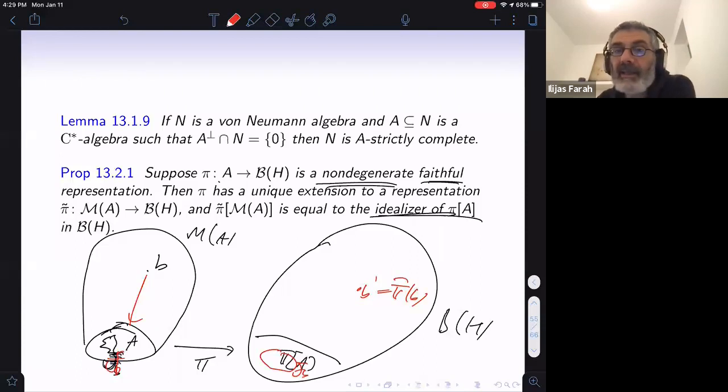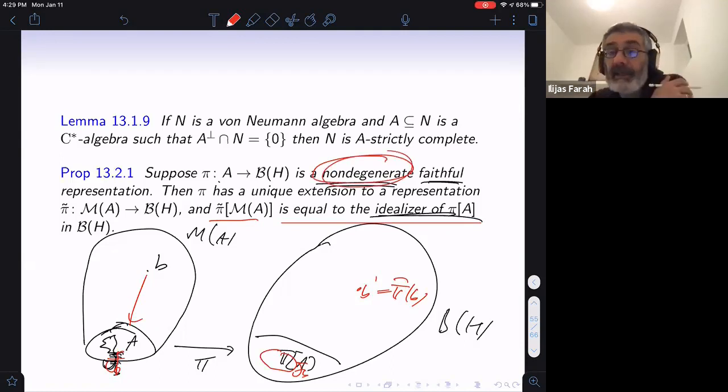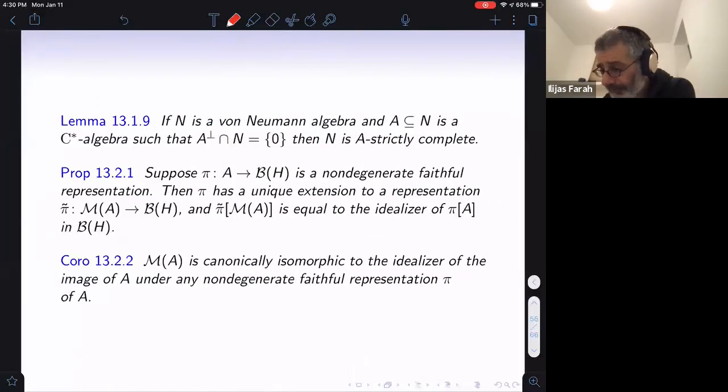And then you just need to check that indeed this respects algebraic operations, which is again straightforward once one goes over the proof of this. And finally, this is equal to the idealizer of P of A. Again, I'll just leave it to you. It is important for this last part that the representation is non-degenerate. So what this implies is that M of A, this idealizer, indeed does not depend on the representation. As long as the representation is faithful and non-degenerate, you get the same thing. And M of A is canonically isomorphic to this idealizer. And this M of A is what we call the multiplier algebra.